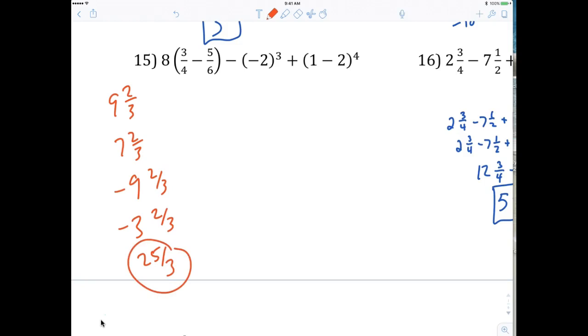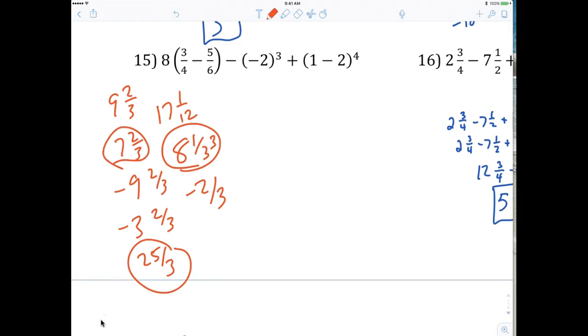Wow. Uh-oh, we got somebody who agrees. 17 1/12. We're not going to do that anymore. 8 1/3. Ooh, 2 8 1/3. Negative 2/3. Ooh, we got 3 8 1/3. Looks like that's the answer. 7 2/3. Oh, we got 4. Was that 2 or 3 then?